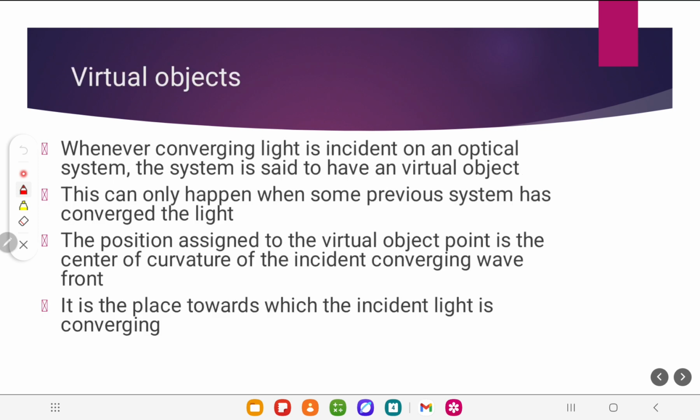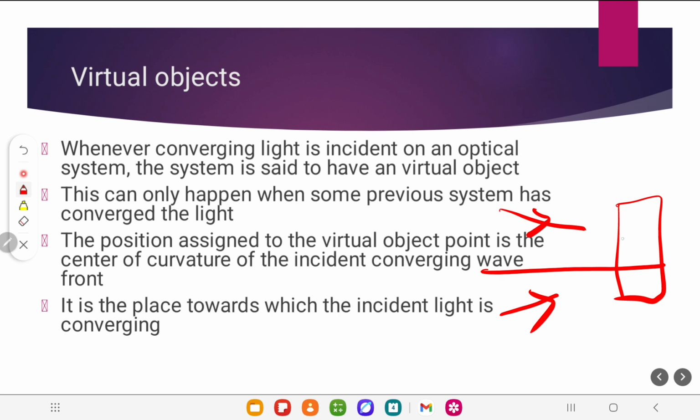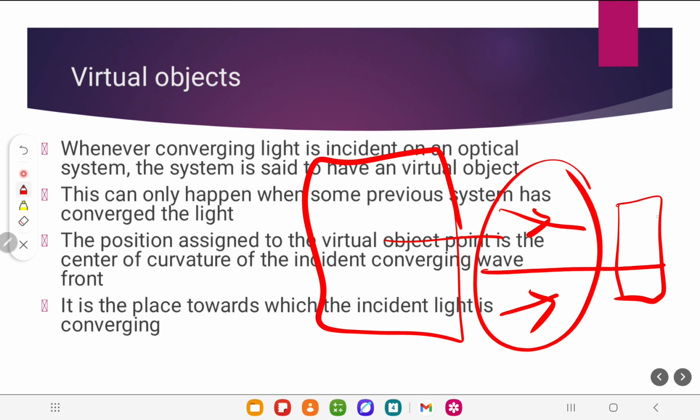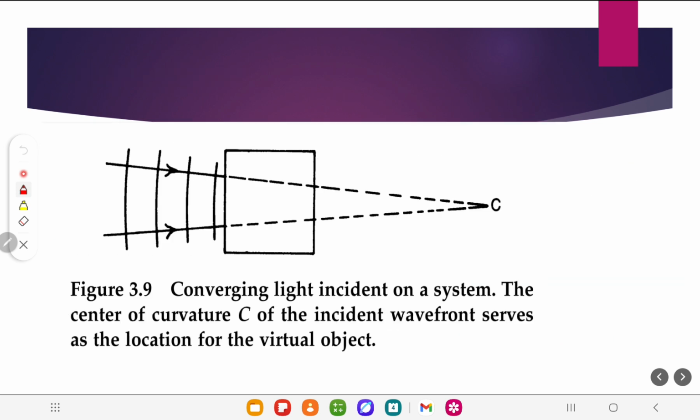Just wait. A virtual object is very simple. In object space, if there is convergent light at this position, it's called a virtual object, isn't it? You have to have another optical system which converges the light, and that means for this optical system it is a virtual object. It's simple.